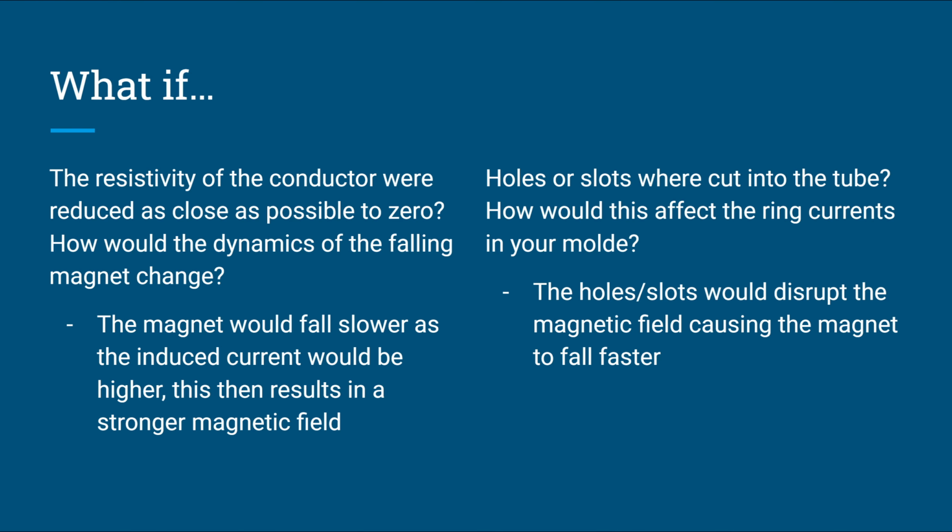So a few last what-ifs. What if the resistivity of the conductor were reduced as close as possible to zero? How would this change the falling magnet? The magnet would fall slower because the induced current would be higher. This results in a stronger magnetic field, which again is why we have the magnet falling slower. So what if we cut holes or slots into the tube? How would this affect our model? The holes and slots would disrupt the magnetic field, causing the magnet to end up falling faster. That's it, and thank you.